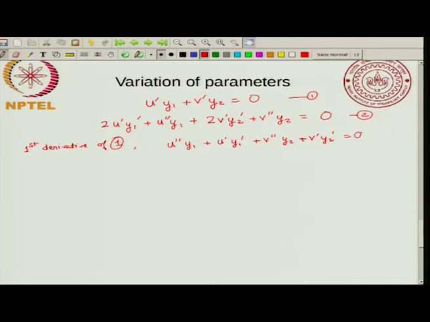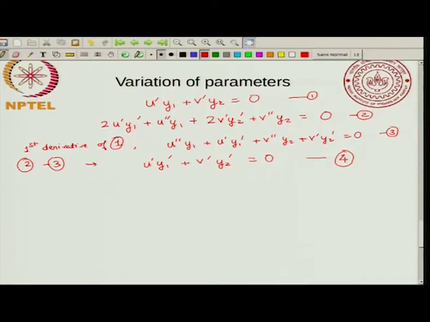And you can see that in the second equation you have u double prime y1, and instead of a single u prime y1 prime you have twice u prime y1 prime. So now if you just subtract equation 2 minus 3, then you get u prime y1 prime plus v prime y2 prime equal to 0. Let me call this equation 4.